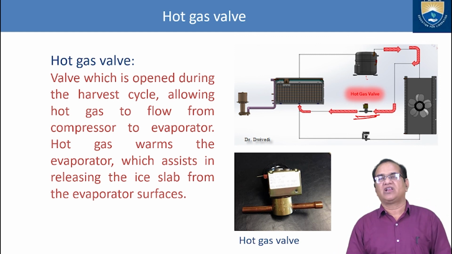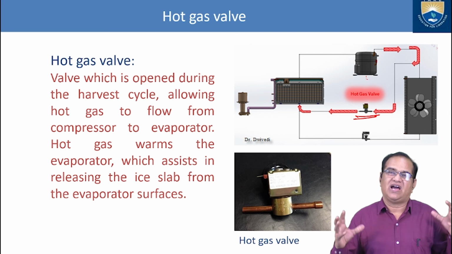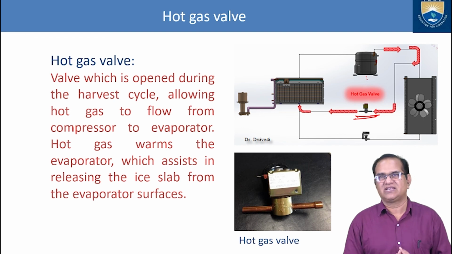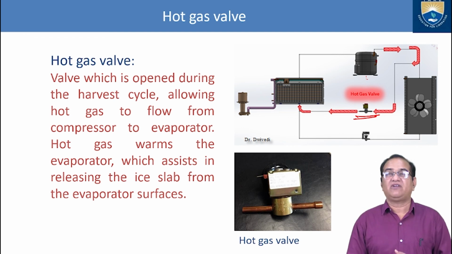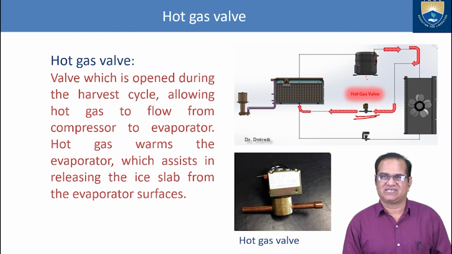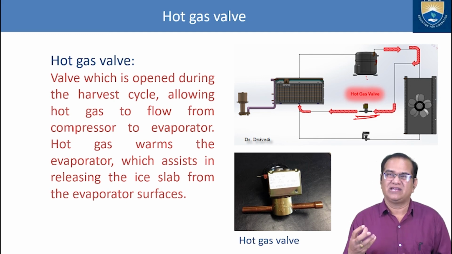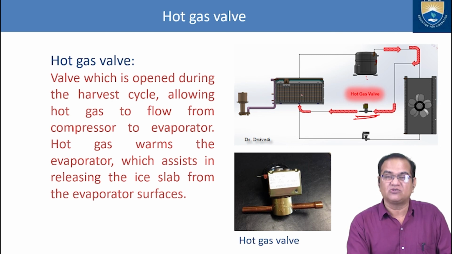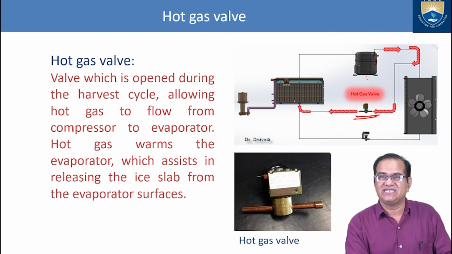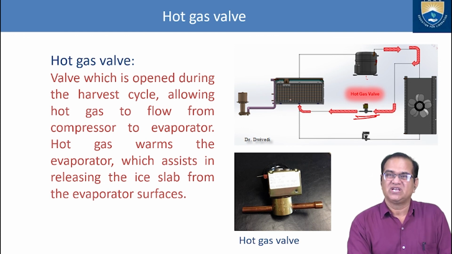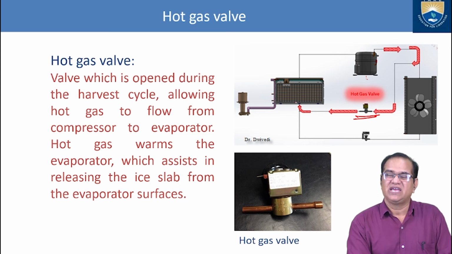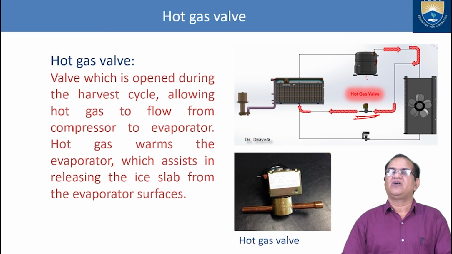You might have seen in your refrigerator that if a very huge amount of ice is formed, we cannot take out the ice. So we have to push a valve. That valve, you have to press it. So the hot gases coming from the compressor will not go directly to the condenser. They will go directly to the evaporator, and the evaporator will get heated and your ice will start melting. So this can be used for cleaning and for defrosting of the air conditioning system. That is the purpose of the hot gas valve.